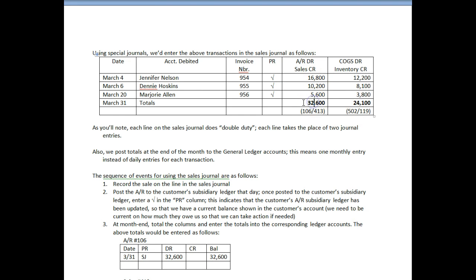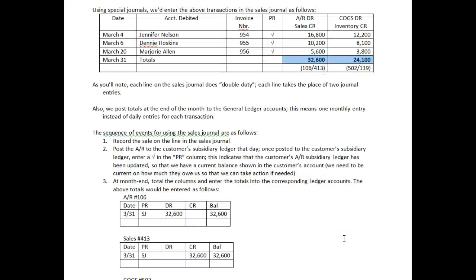Okay, so in this case, we've got 32,600 and 24,100 in these columns, and we're going to enter those into the corresponding ledger accounts. So now we're going to post from our journal over to our general ledger for each of these accounts, okay? So take a look at what these totals up top would look like in each ledger account.